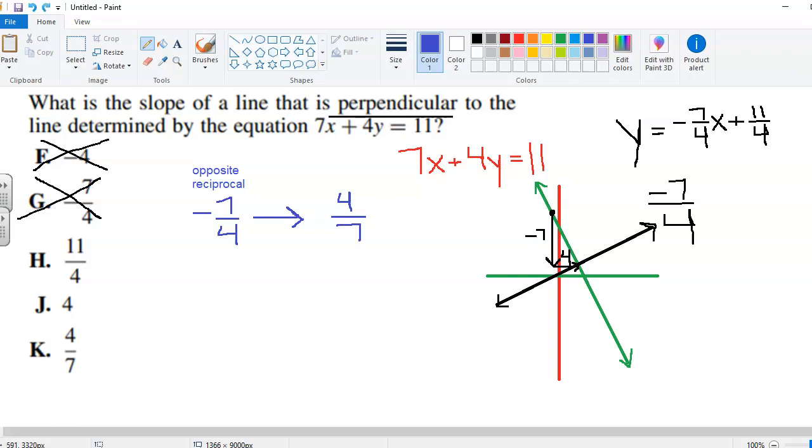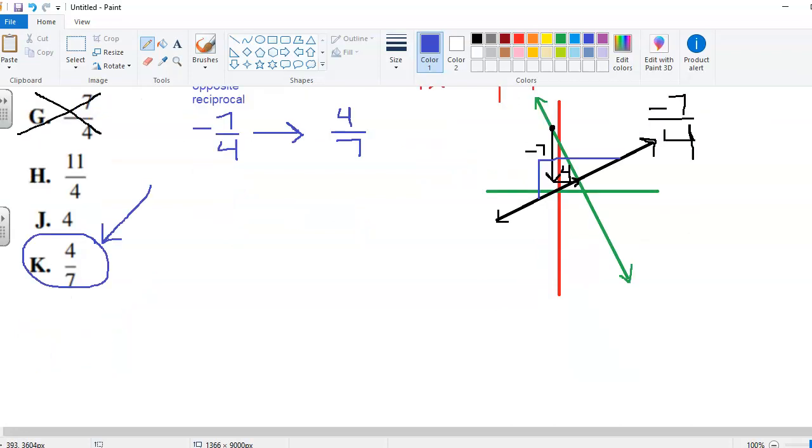Okay? So if your original slope is negative and you want to do something perpendicular, you need to make it positive. So the answer to this question is actually letter K, which you could probably make a good guess if you just looked at this and thought to yourself, well, it's up some, over more, it's less than 1. The only answer left that was less than 1 was K anyway. So I think you could probably make a good guess.